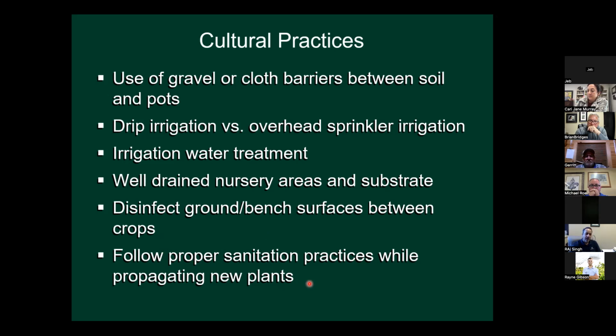Proper sanitation practices while propagating new plants. I have seen a few folks who have the potting mix next to it, and especially with liriope or mondo grass, the crew is cutting it there, and it's so contaminated that all your new whips are going to show the symptoms in a couple of weeks. So proper sanitation practices during the propagation process are very, very important. Remember, if you start healthy, you're going to stay healthy for a longer time.